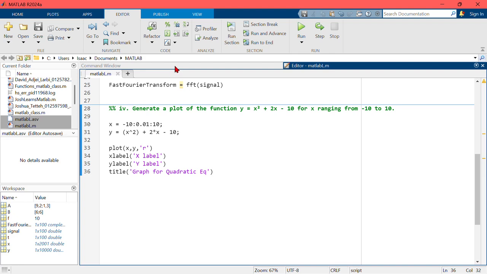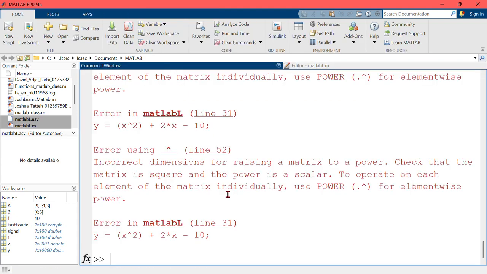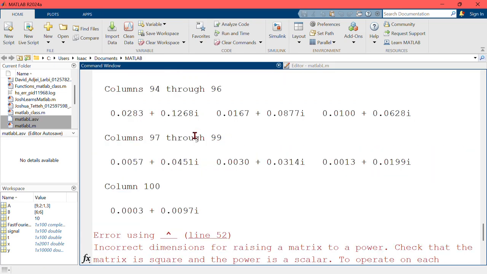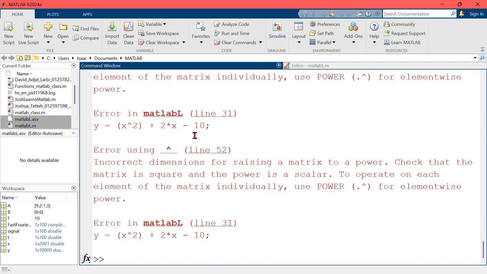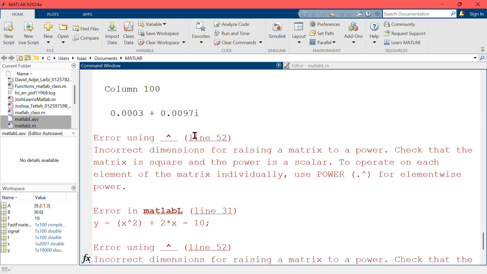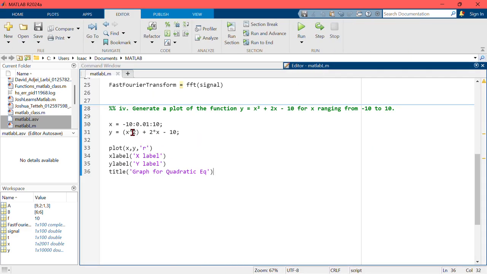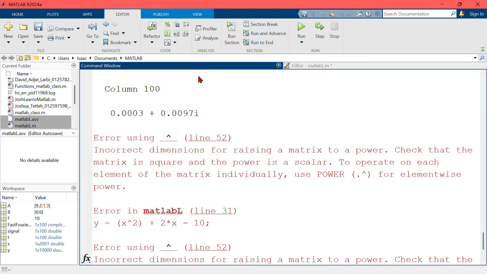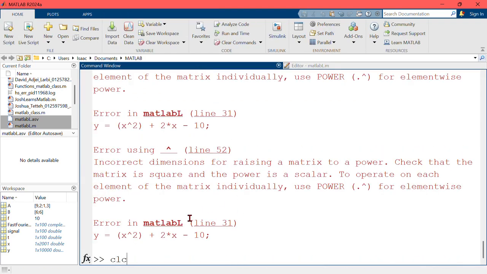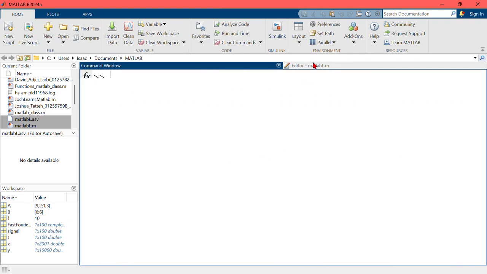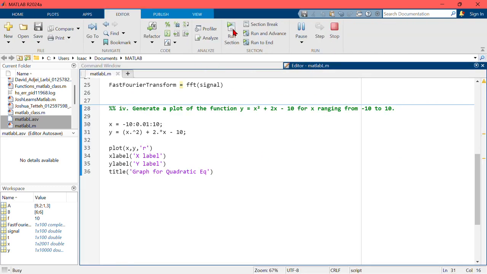Oh, we have an error. Oh yeah. So we have to do element-wise operation, right? I forgot that. So never forget it. You put a full stop before each operator because we are dealing with a matrix. So the operation must be element-wise. So let's go and clear with clc, and then we run that session again.